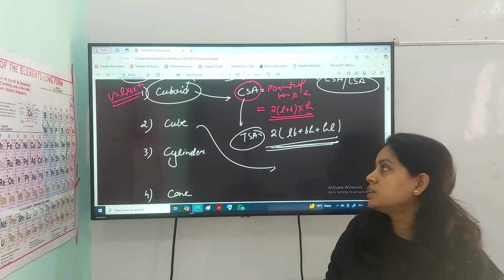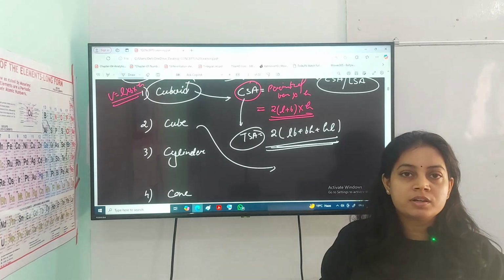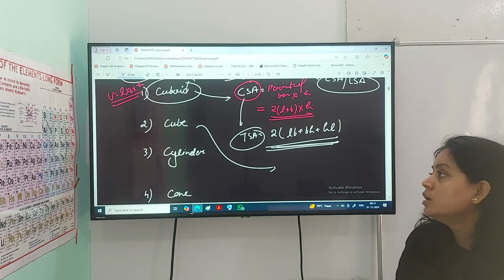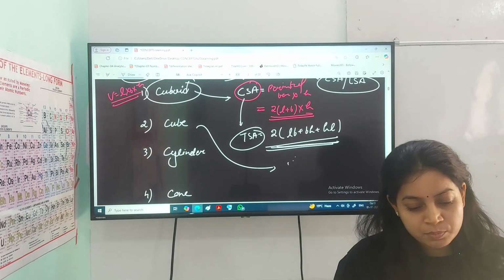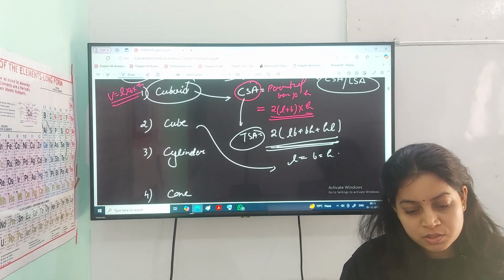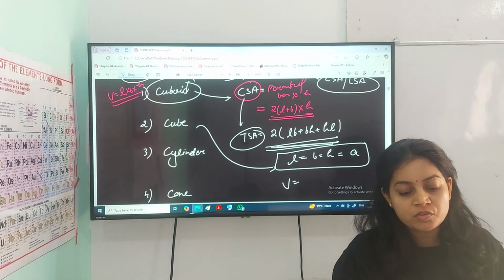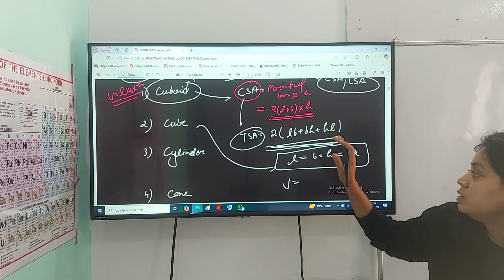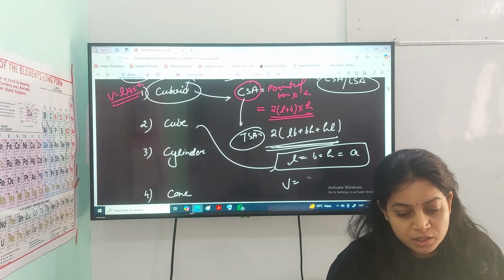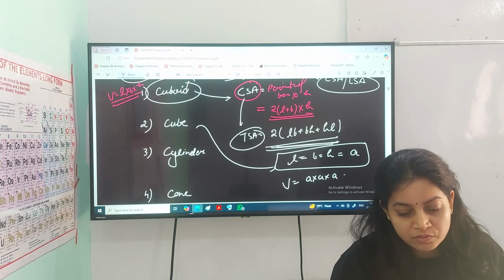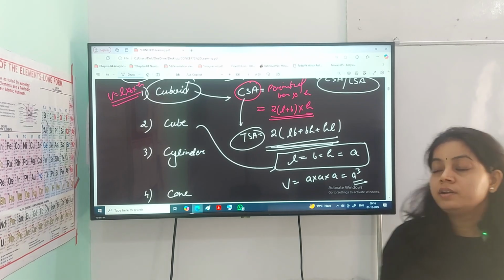What is a cube? Cube is nothing different from the cuboid, but it is just a special case of a cuboid. In this, only length, breadth and height become equal. L is equal to B is equal to H. If I consider it as A, then the volume of the cube will be, as I know, L into B into H. So it will become A into A into A. That will become A cube, simple, right?